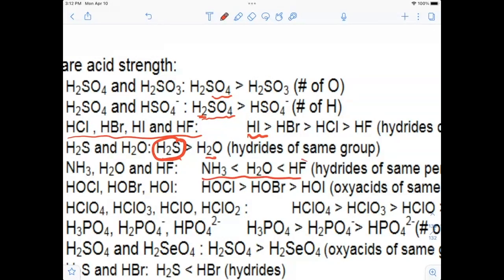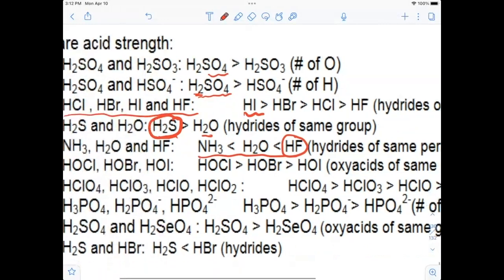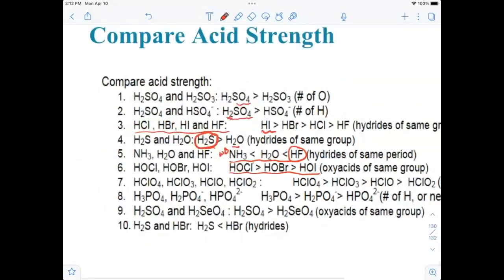This one here is across the period. This is the most acidic. This is actually a weak base, remember that? This is an oxy acid, and for oxy acids, the one that's further up the group is more acidic. So in this case, this is further up the group for oxy acid. For these ones here, the number of oxygens is highest with number 7. So no, not number 7, sorry, the first one. So this one here is most acidic.